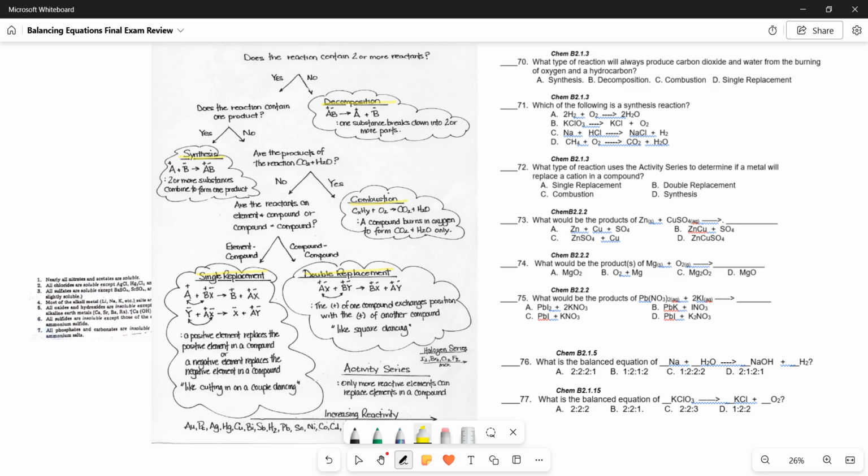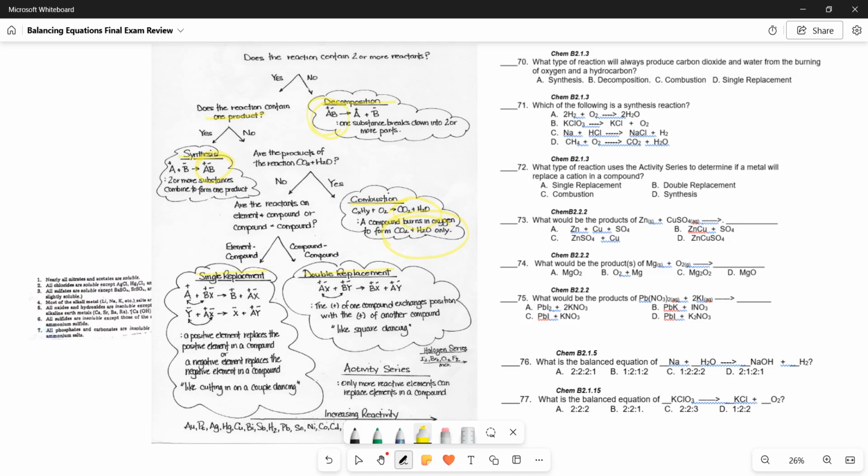So basically with synthesis, we're looking at something that produces one product. So you can see here in my generic equation that I have 2 substances coming together to form one thing. That is going to identify my synthesis. In decomposition, it's the exact opposite. I have one thing breaking down into 2 or more things, and that's going to define decomposition. Combustion always produces carbon dioxide and water as the product. So you can see that here in this generic reaction, and that's going to identify combustion.